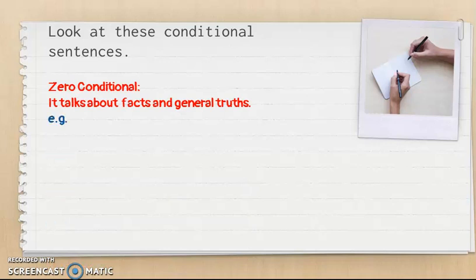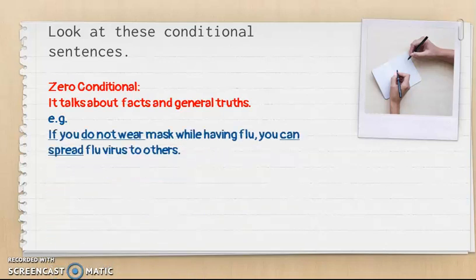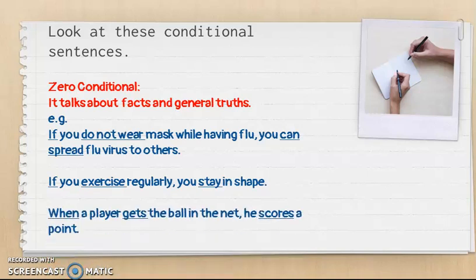For example, if you do not wear a mask while having flu, you can spread flu virus to others. So it is talking about a general truth. Next, if you exercise regularly, you stay in shape. This is a general truth. When a player gets the ball in the net, he scores a point. As you look at these examples, you can see that we are talking about facts. So whenever we are talking about facts, we call this type of sentence zero conditionals.